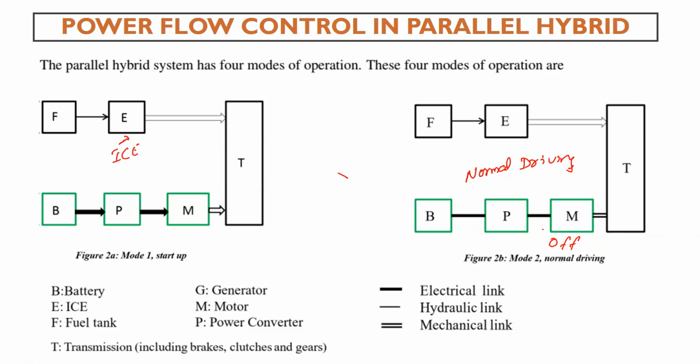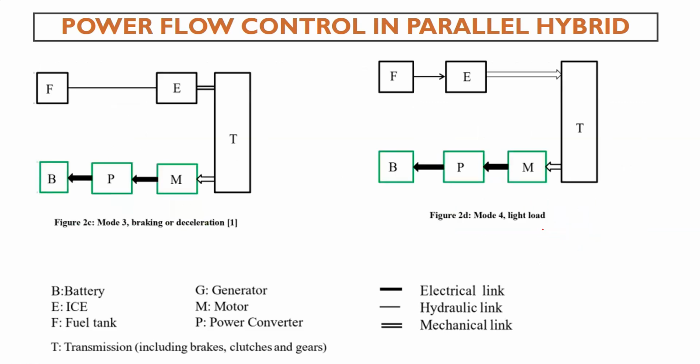So next is the mode 3. So this is actually the braking or deceleration mode. So you know that the motor will convert to a generator. This motor will act as a generator now. So here the kinetic energy from the wheels is converted to electrical energy, and it is again stored in the battery. This is the third mode.